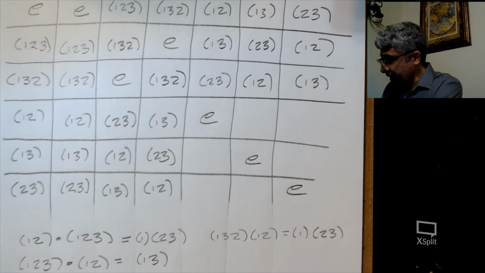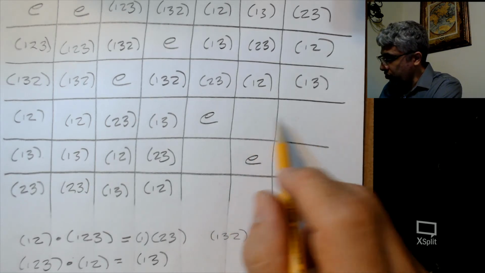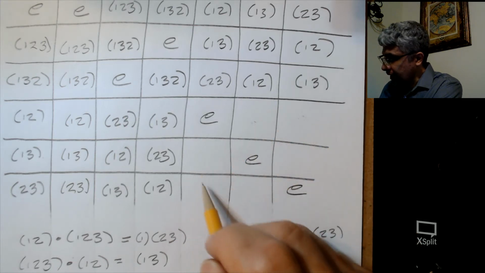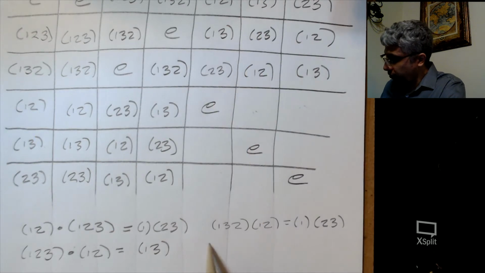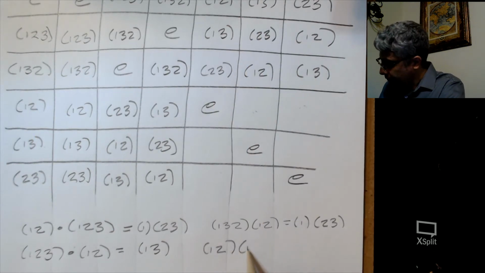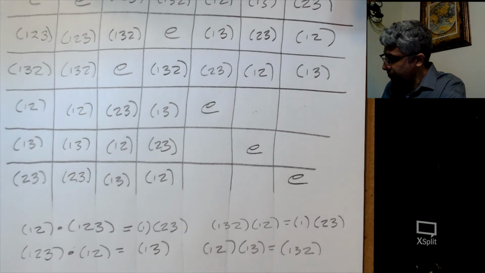So I'm really getting down to the bottom here. What do I have? I have a 1, 2, 3 and a 1, 2 that needs to go here and here and here and here. So let's do one of these. Let's do 1, 2 times 1, 3. Well, 1 goes to 3, which stays there. 3 goes to 1, which goes to 2, and 2 goes back to 1.